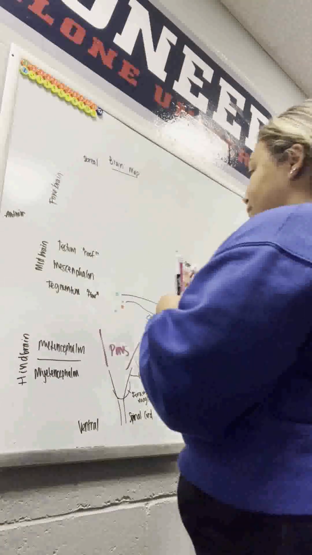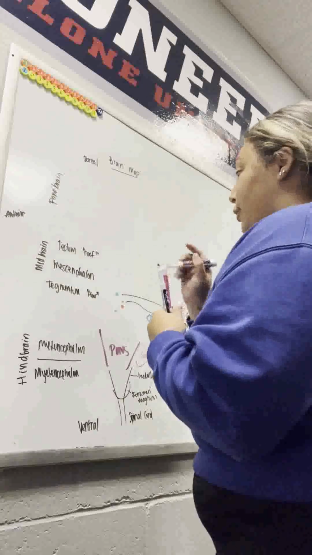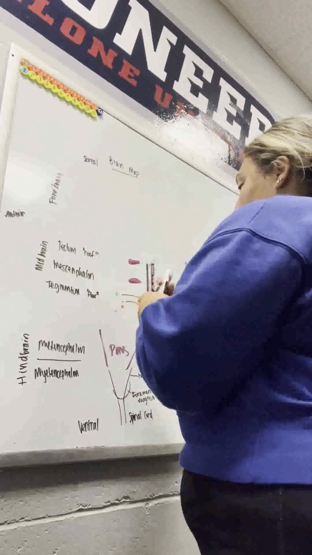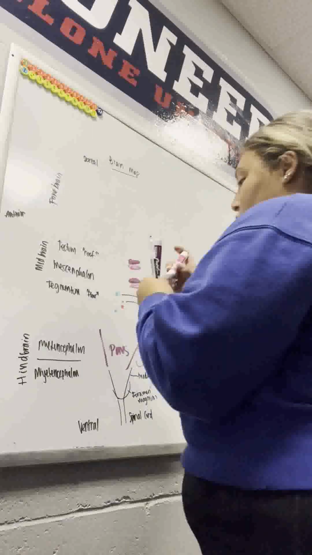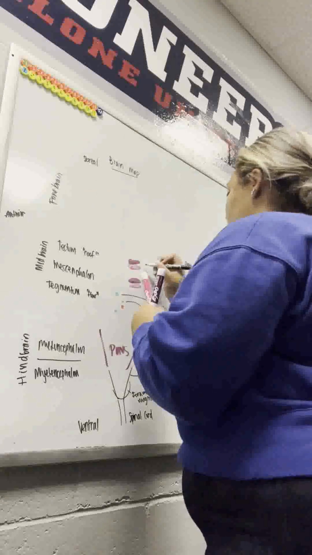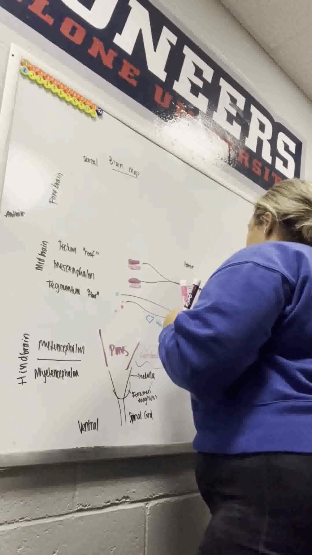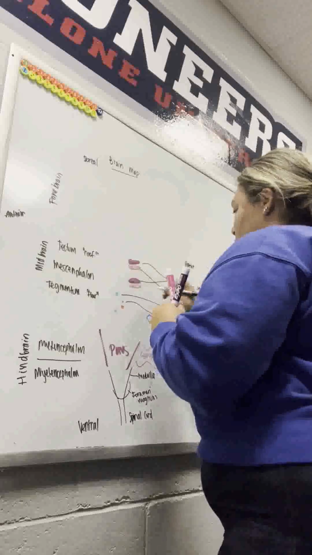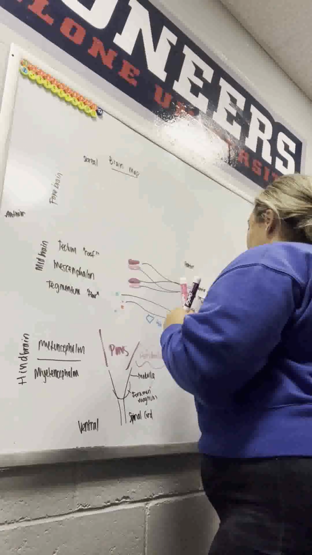And then we're going to draw the tectum portion of the midbrain, and that is going to be made up of the superior and the inferior colliculi. Superior colliculi, and then we have the inferior colliculi.